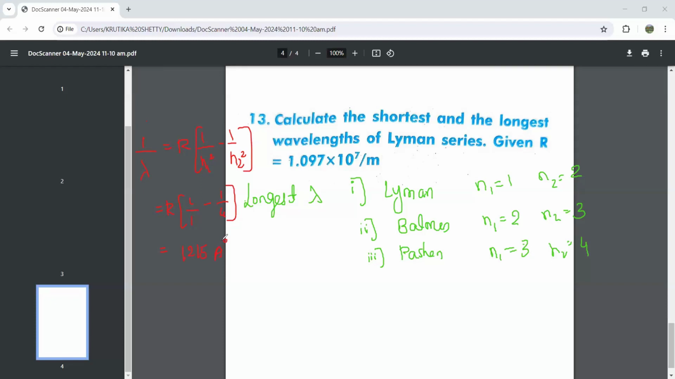Already the longest wavelength for the Lyman series is complete in the previous question. So Balmer and Passion series, do it, students. Yes, Lyman is 1215. What about the other two?